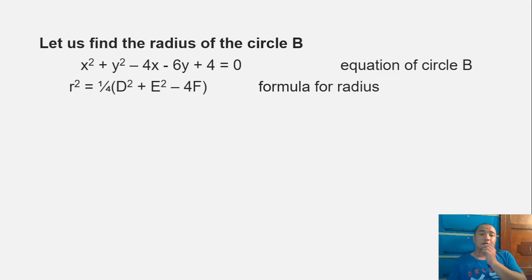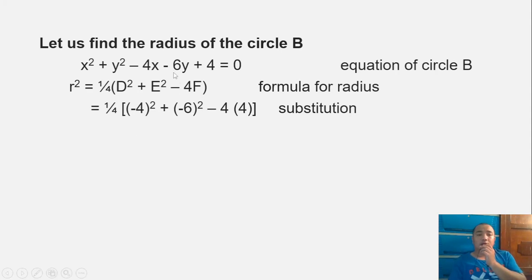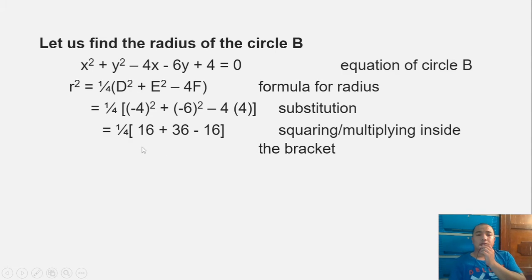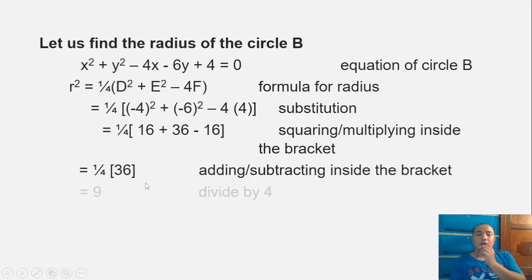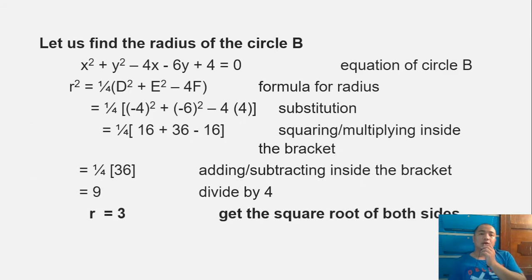Let us also find the radius of circle B. Equation x squared plus y squared minus 4x minus 6y plus 4 equals 0. Solve for the radius. The formula is r squared equals 1/4 times quantity d squared plus e squared minus 4f. d is negative 4 squared, e is negative 6 squared, minus 4f, minus 4 times 4. 1/4 times 16 plus 36 minus 16. 1/4 times 36 is 9. What is the square root of 9? 3. This is the radius of circle B, with center (2, 3).